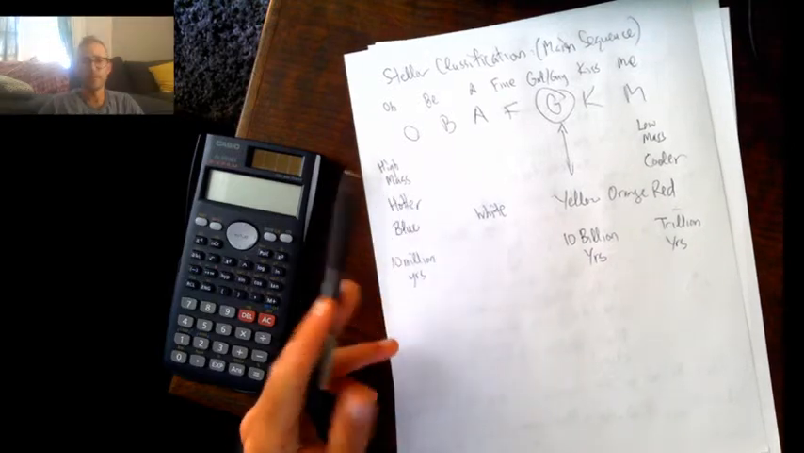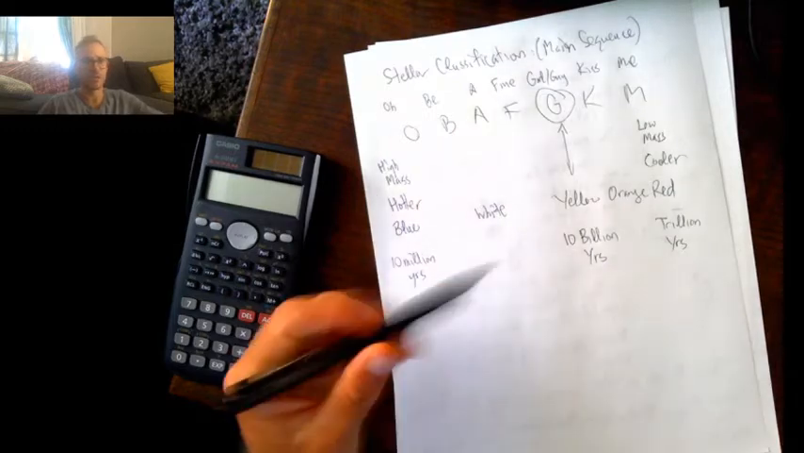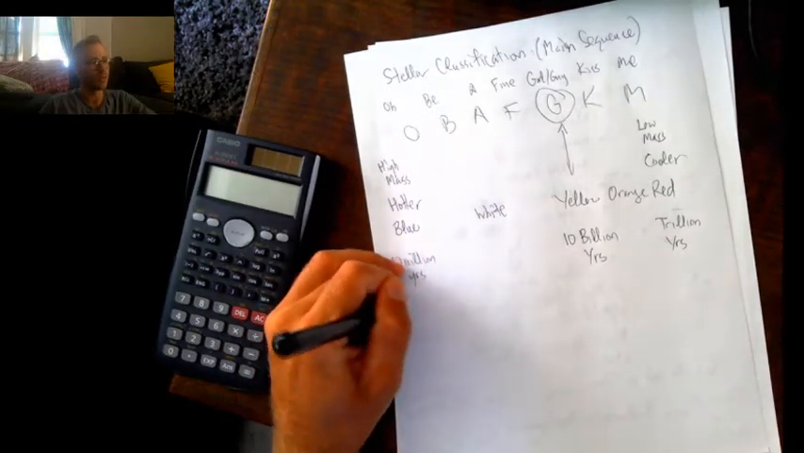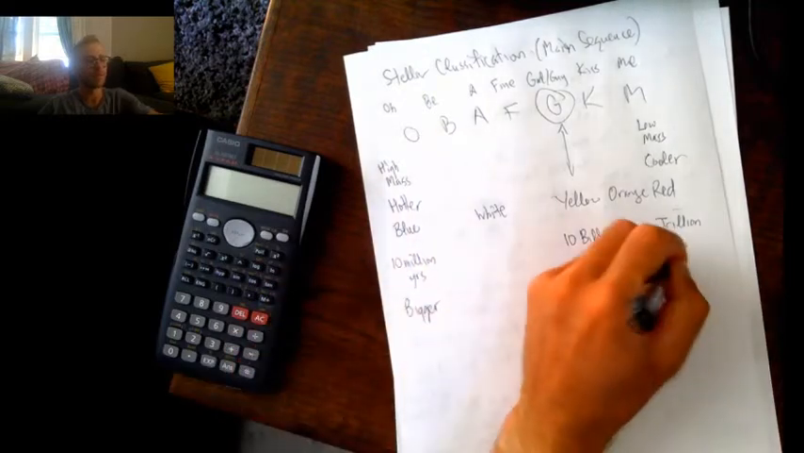So yeah, this is the. Oh, and of course, also O-type stars are bigger, and M-type stars are smaller.